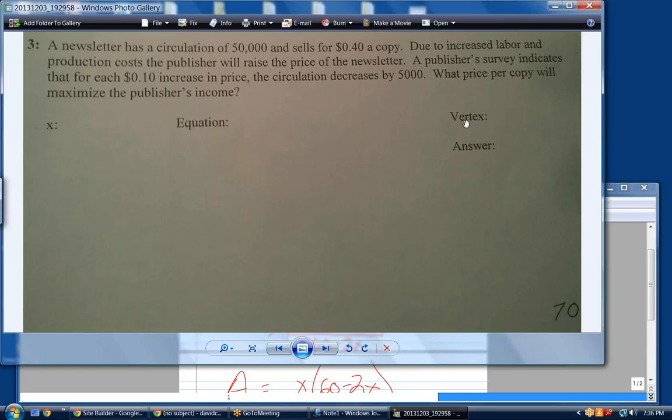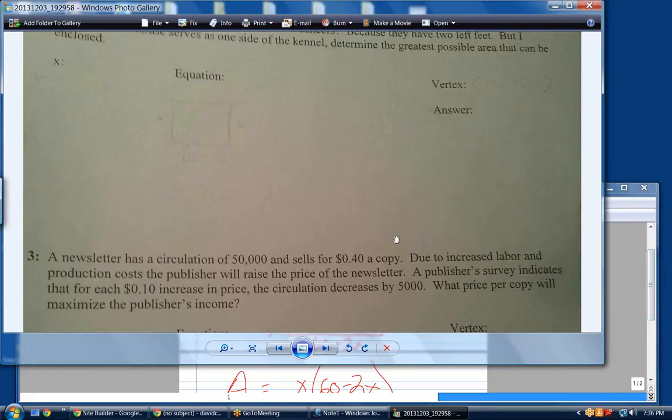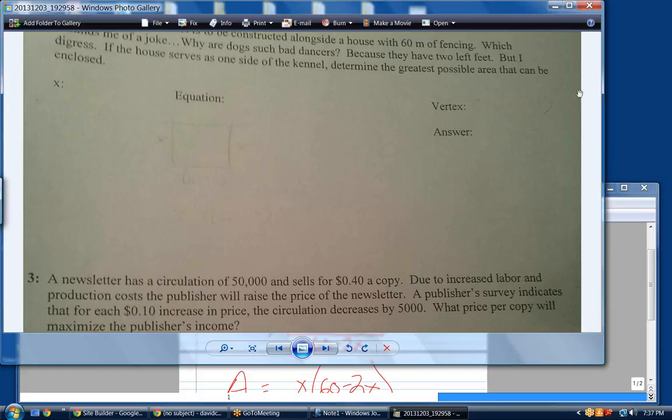So they want 2 separate things for the vertex and the answer. So your vertex was what? Both coordinates? 15, 450. And then the answer was 450? Yeah. I'm just curious why they have both. In other words, you would think the vertex having both coordinates would take care of the answer, but not really. Determine the greatest possible area, that's the y coordinate.